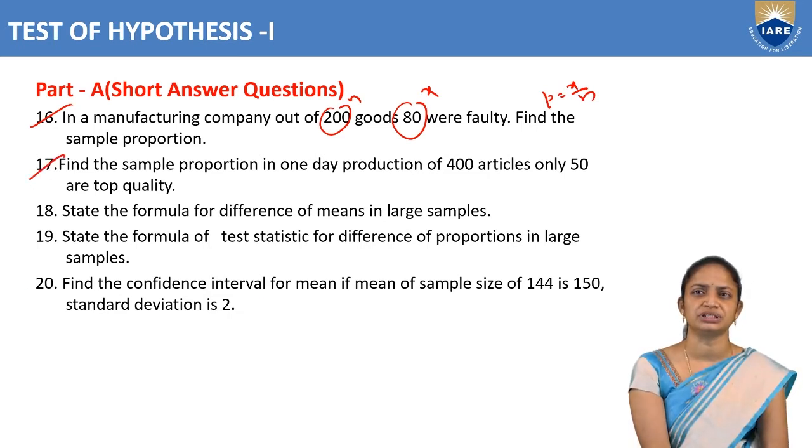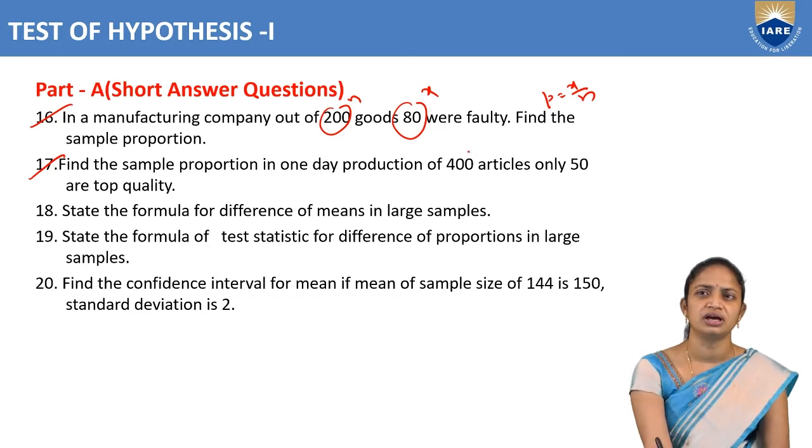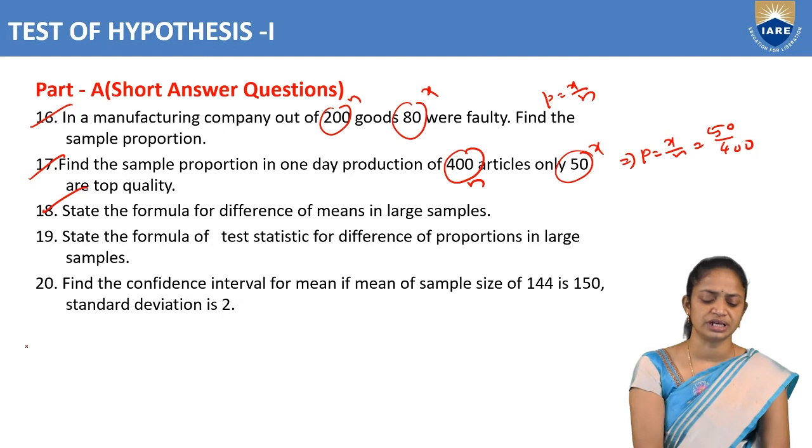Okay, next one, that is the sample proportion formula. Find the sample proportion of one day production, where the n value is here: of n articles, only 50 are top quality. So that means the x value is this one. So p equal to x by n, that is 50 by 400. Now coming to the next question.